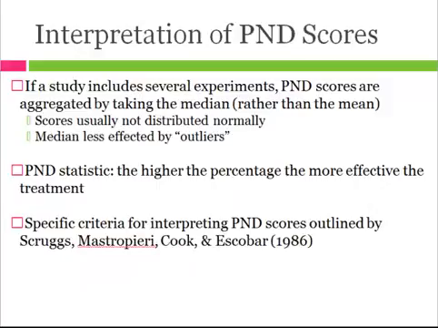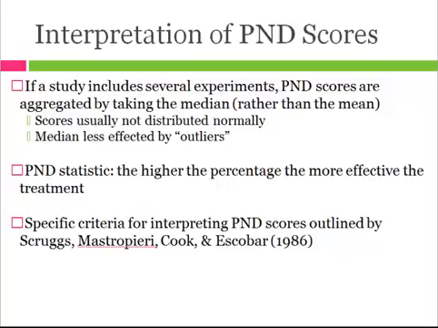If a study includes several experiments, PND scores are aggregated by taking the median rather than the mean. Okay, the scores are usually not distributed normally, but the median is less affected by outliers. So with this statistic, the higher the percentage, the more effective the treatment.